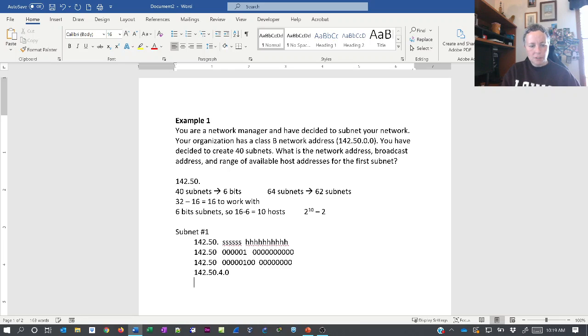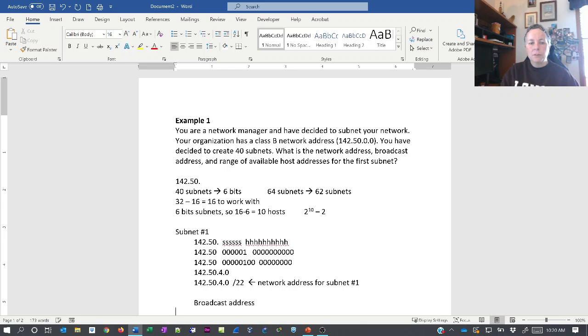Now remember, we want to do the slash notation. So what I want to figure out is how many bits are in the host, how many bits are not in the host, how many bits are in the network and subnet. So I take my 16 bits for the network, my 6 bits for the subnet, and I end up with a /22. So the network address for the first subnet is 142.50.4.0.